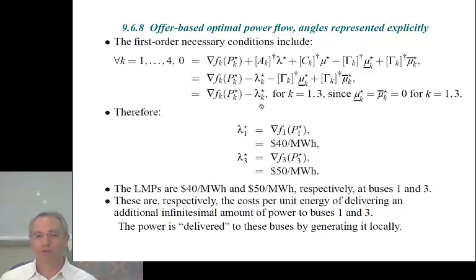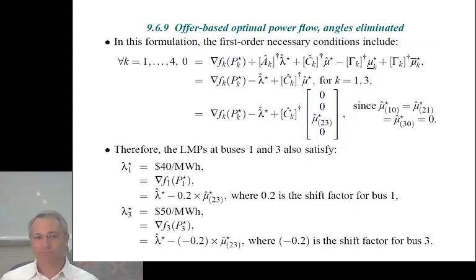So that means for generators 1 and 3, we've got the relationship. We saw a similar thing in the 2-bus example. The generator lambda k star is equal to the marginal cost. So for generator 1, lambda 1 star is $40 a megawatt hour. That's the LMP at bus 1. For generator 3, the Lagrange multiplier at bus 3 is $50 a megawatt hour. And these are, respectively, the cost per unit energy of delivering an additional infinitesimal amount of power to buses 1 and 3. We would deliver power to these buses by generating it locally.